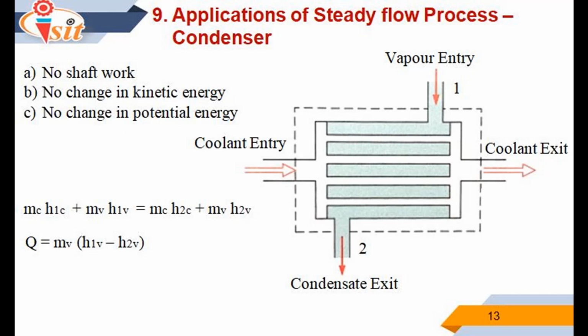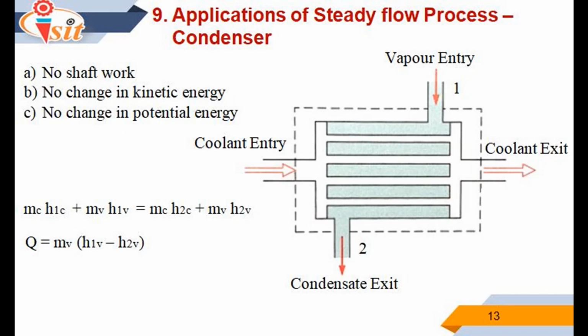In this case, there are two steady flow mass streams. It is characterized by, first, no shaft work, second, no change in kinetic energy, and third, no change in potential energy. Let mc be the mass flow rate of coolant flowing, mv the mass flow rate of vapor flowing, h1c the enthalpy of coolant at entry, h1v the enthalpy of vapor at entry, h2c the enthalpy of coolant at exit, and h2v the enthalpy of vapor at exit.